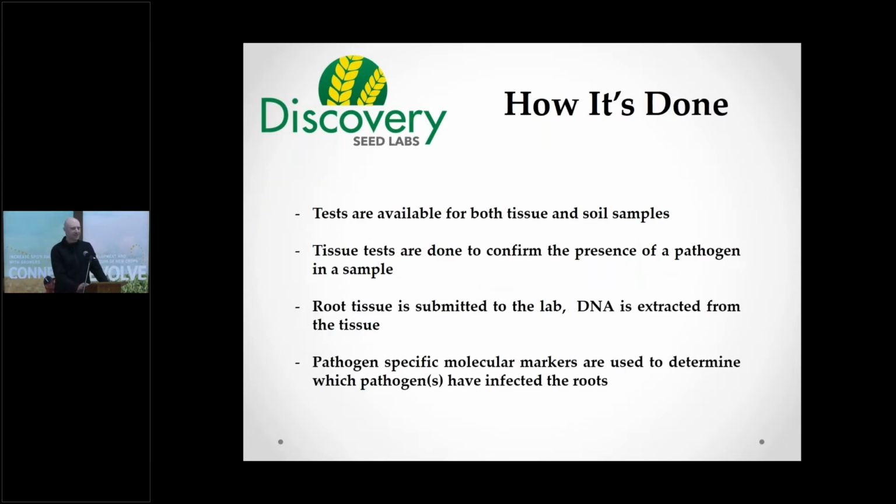So a little bit on how the testing is done. We have tests available for both soil samples as well as tissue samples. The tissue tests are done to confirm the presence of a pathogen in a sample during the growing season. So this would be when you're already seeing a problem or some damage in the field and you want to confirm what's happening with those plants, we can test the tissue. The root tissue from any suspect plants is submitted to the laboratory. We do a DNA extraction from it. And then we use pathogen-specific molecular markers to determine what is actually in that plant and what's causing the damage.